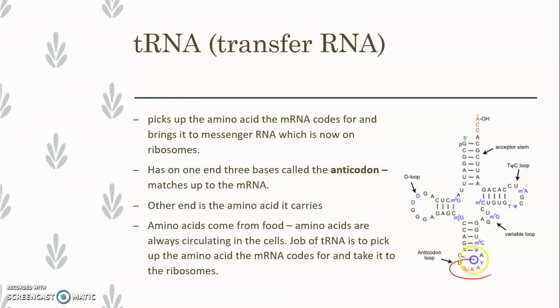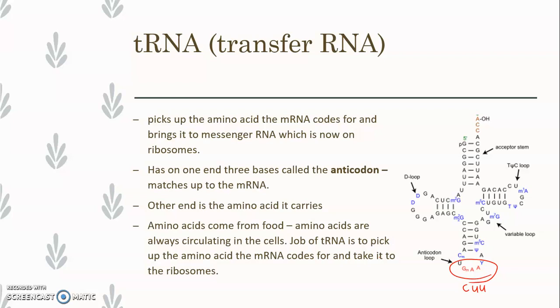And what do I mean by match up? So in this case, the anticodon is GAA. So that must mean it's looking for the complementary message on the mRNA, which would be CUU. Okay, so the anticodon is going to complementary match up with the mRNA.